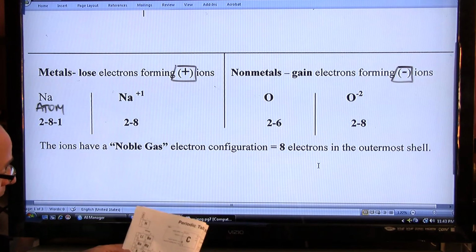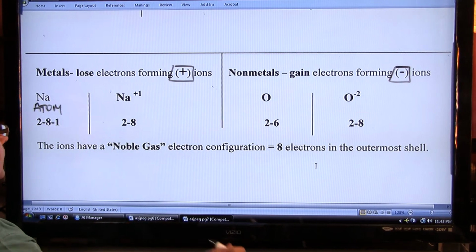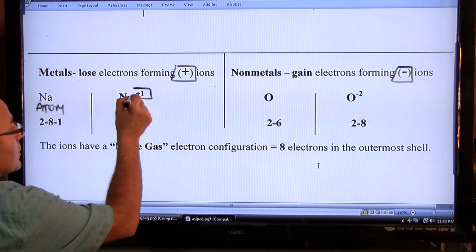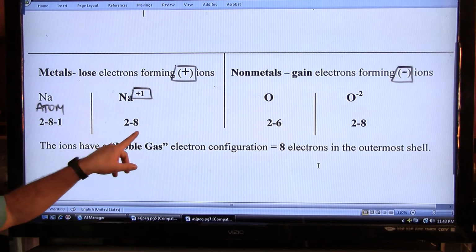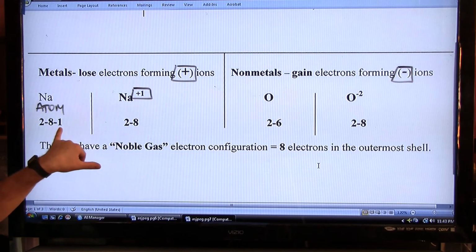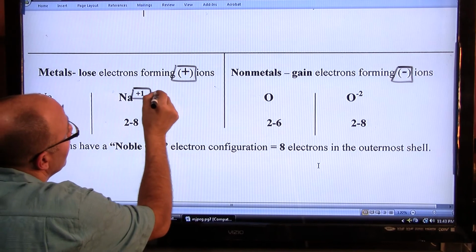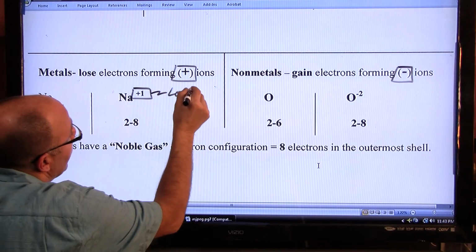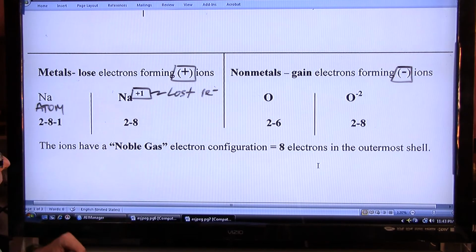If the sodium forms, as you can tell, a positive 1 ion, which is the only ion it can form, what that means is the sodium lost an electron. So it then becomes 2,8 because it loses its valence electron. So positive 1 means the atom lost 1 electron to form that ion.